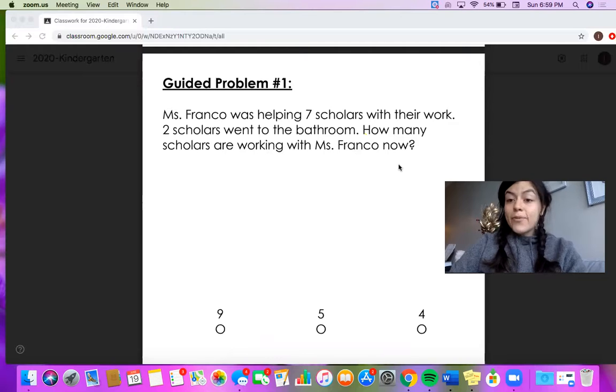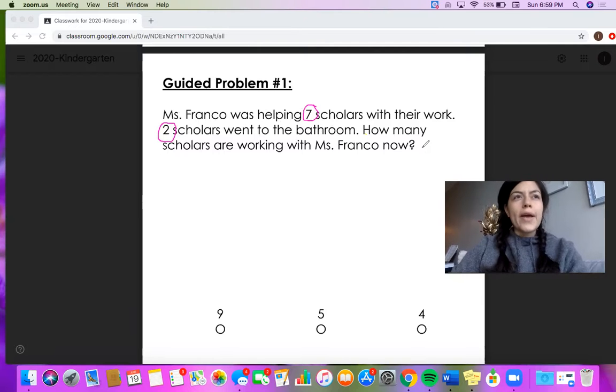Okay, now it's time for us to read our problem again, but this time we're going to circle all the important numbers that come up. Okay, that's one great step when it comes to solving word problems. Circle the numbers. All right, we're ready. Miss Franco was helping how many scholars? 7 scholars with their work. 2 scholars went to the bathroom. How many scholars are working with Miss Franco now?